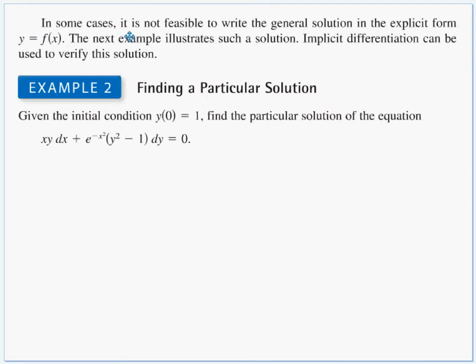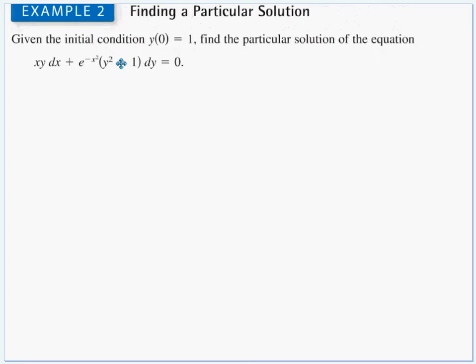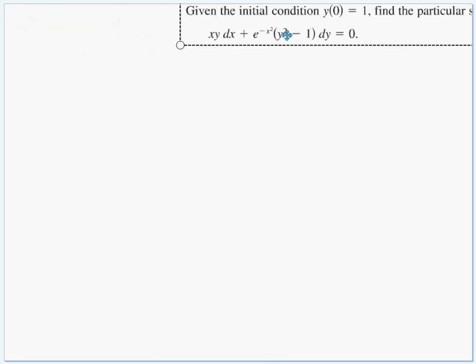In some cases, it's not feasible to write the general solution in the explicit form of y equals. The next example illustrates such a solution. Implicit differentiation can be used to verify that the solution is correct. And I almost missed part of the directions here. Given the initial condition, y of 0 is equal to 1, find the particular solution of this equation.